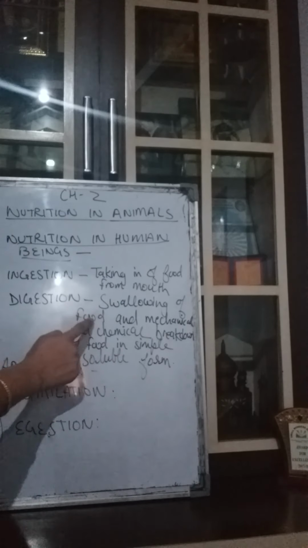Second comes digestion. Now, what is digestion? Digestion is swallowing of that food and mechanical and chemical breakdown of food into simple soluble form. Various enzymes are involved in digestion. What is happening? The food gets swallowed. It reaches our stomach, where various enzymes are there. It reaches the intestines, where the food is broken down into the simple soluble form. That is digestion.